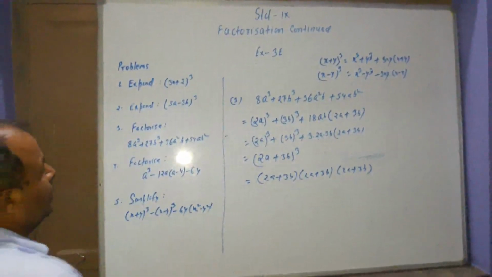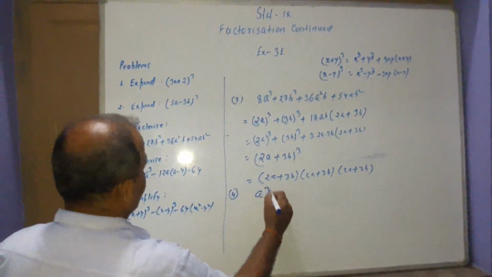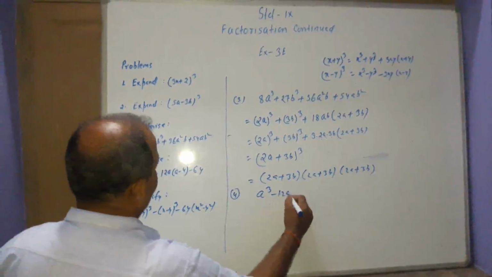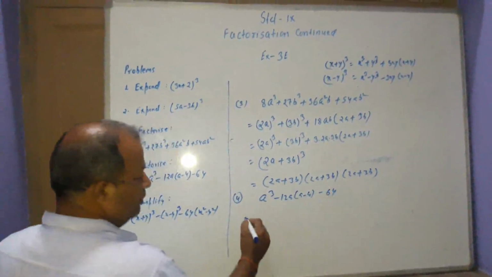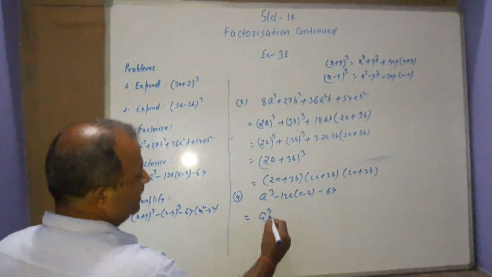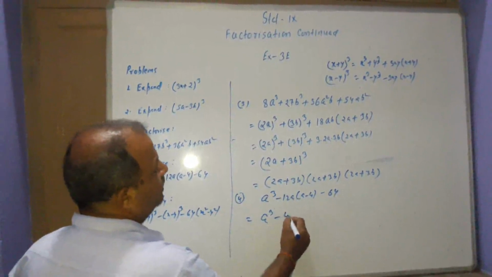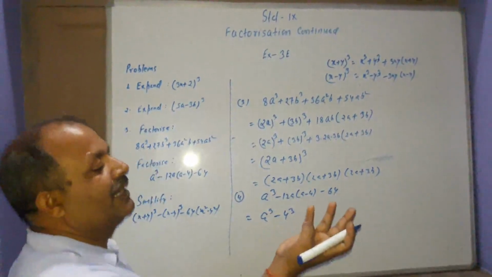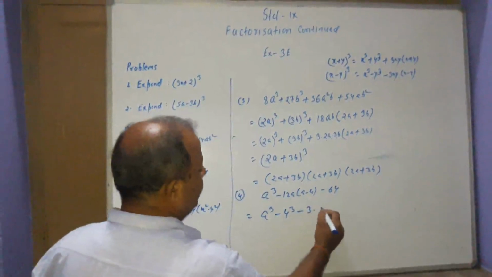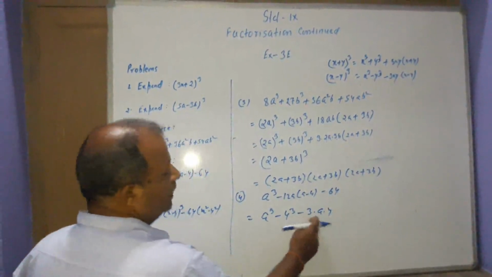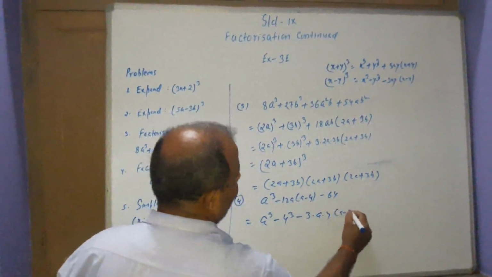Now we come to solve the fourth problem. This is a cube minus 12a square minus... a cube minus 12a minus 4, minus 64. We may write a cube is a cube. Minus 64 may be written as minus 4 cube. 4 4s are 16, 4 16s are 64. Now we may write 3 into a into 4. 3 4s are 12, and it is a minus.